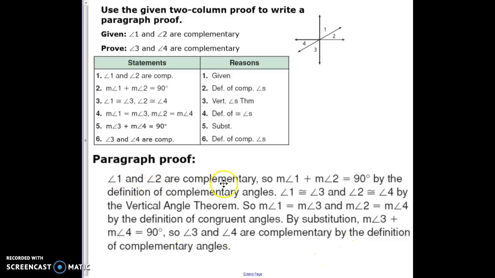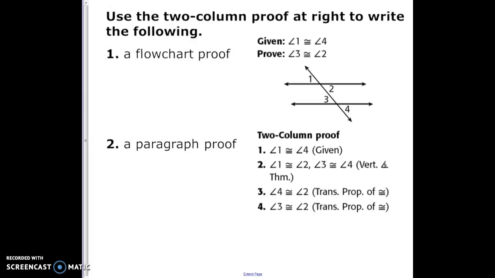That, to me, reads a lot better than a two-column proof. However, I like how the two-column proof keeps everything nice and organized. So here's your assignment. You've taken some notes, you've looked at some examples. What I want you to do is make a flowchart proof from this two-column proof. Again, given angle 1 is congruent to 4, prove angle 3 is congruent to 2.